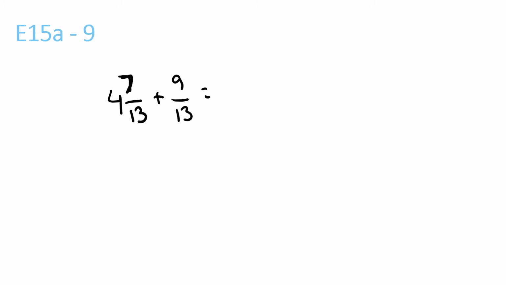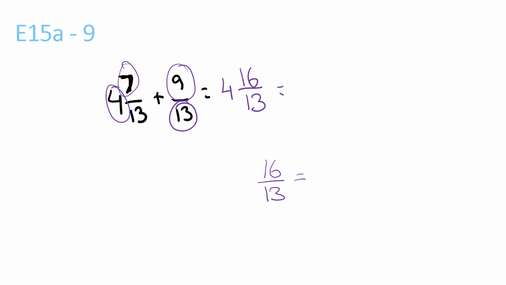This one, you bring the 4 over, and 7 plus 9 is 16, and the bottom one stays the same. And you can reduce this more, so get 16 over 13 and convert it to a mixed number. So 13 goes into 16 once, with a remainder of 3 over 13. 4 plus 1 is 5, so it would be 5 and 3 over 13.